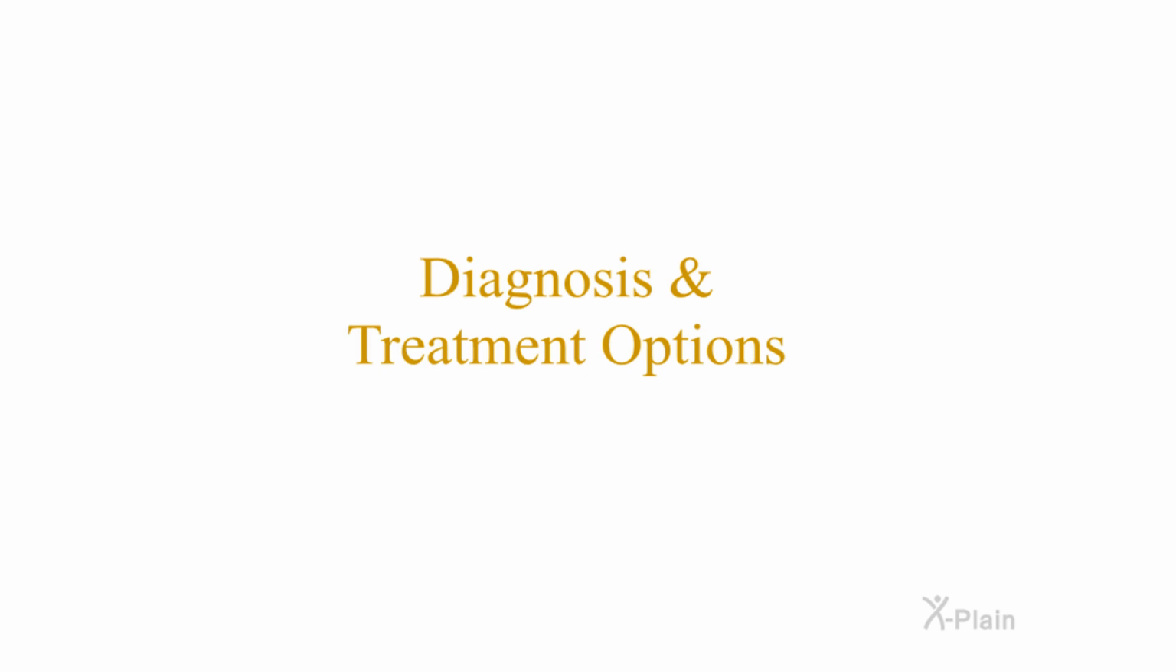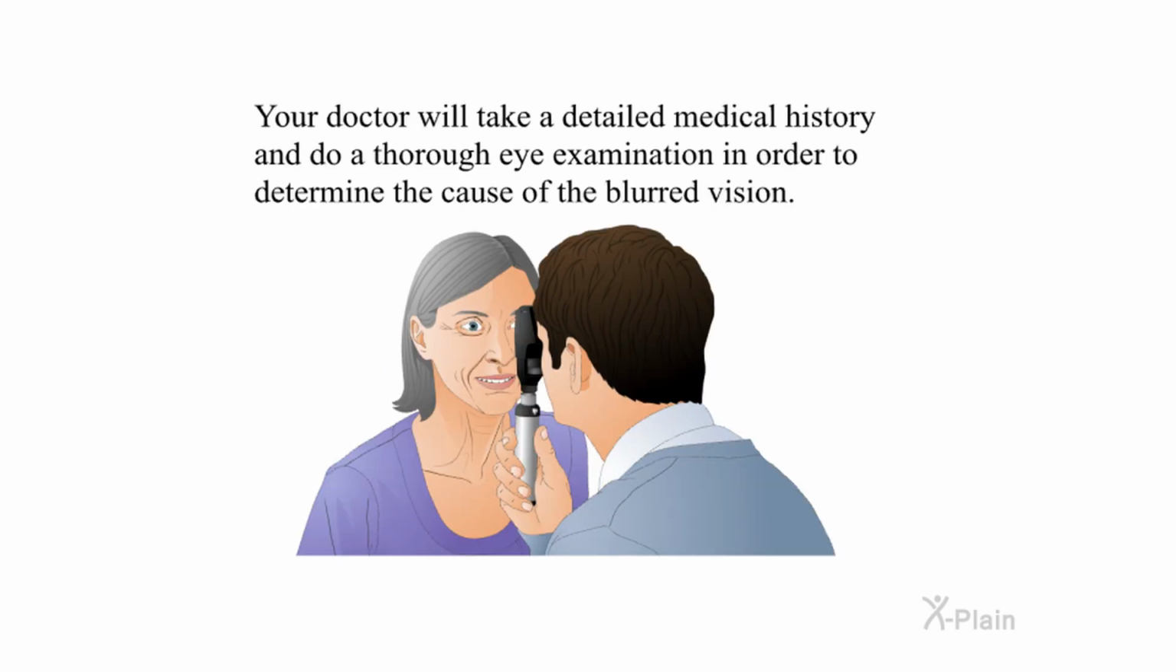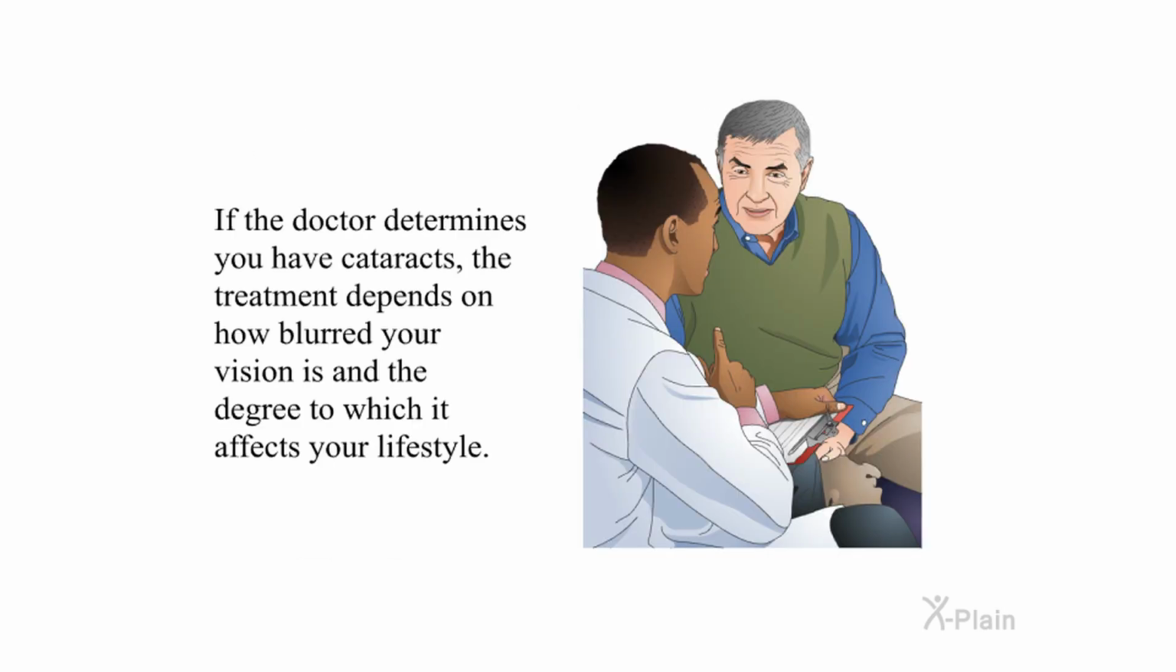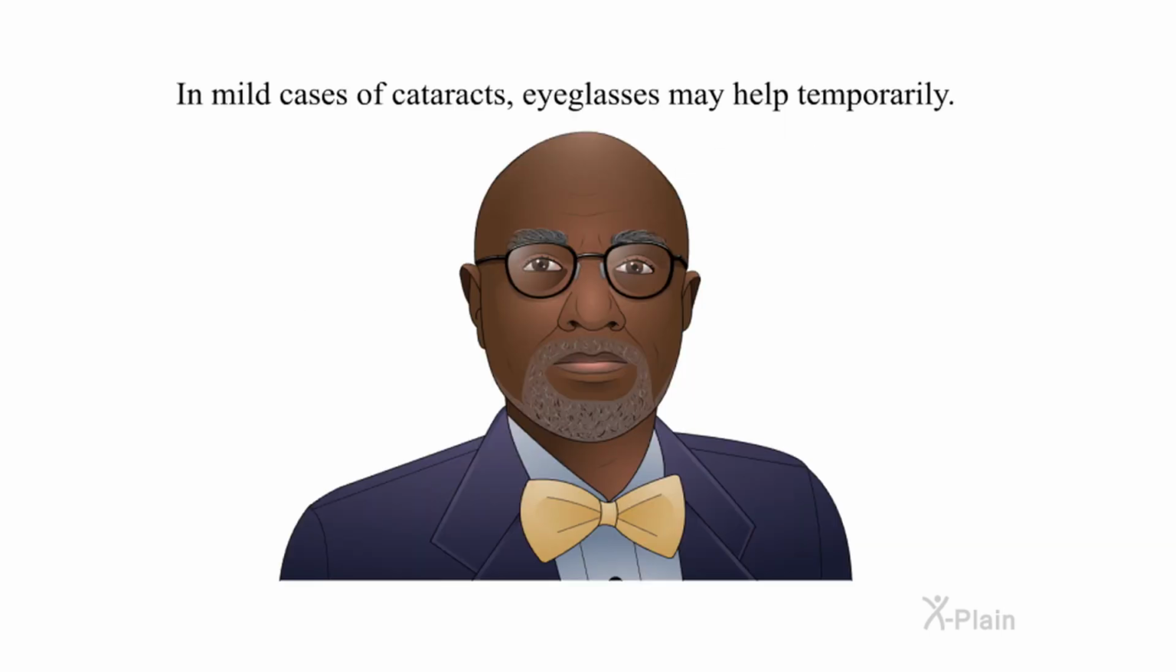Diagnosis and treatment options. Your doctor will take a detailed medical history and do a thorough eye examination in order to determine the cause of the blurred vision. If the doctor determines you have cataracts, the treatment depends on how blurred your vision is and the degree to which it affects your lifestyle. In mild cases of cataracts, eyeglasses may help temporarily.